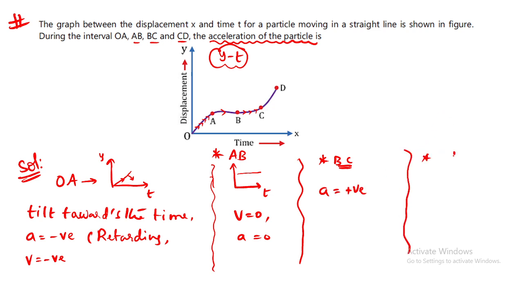Now what is the next one here? C to D. The graph, if I try to show, you can draw a small dotted line. This graph is trying to go towards the displacement. So I can write the same thing here: tilt towards the y axis. So acceleration is positive. Got it? Write down. That's it.